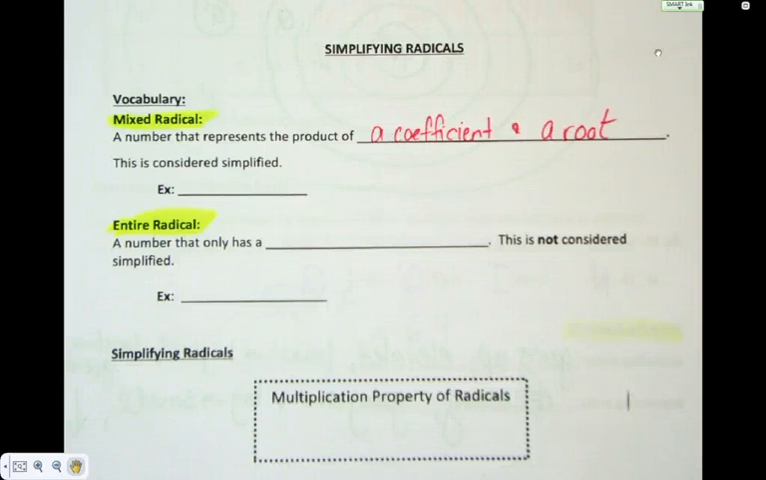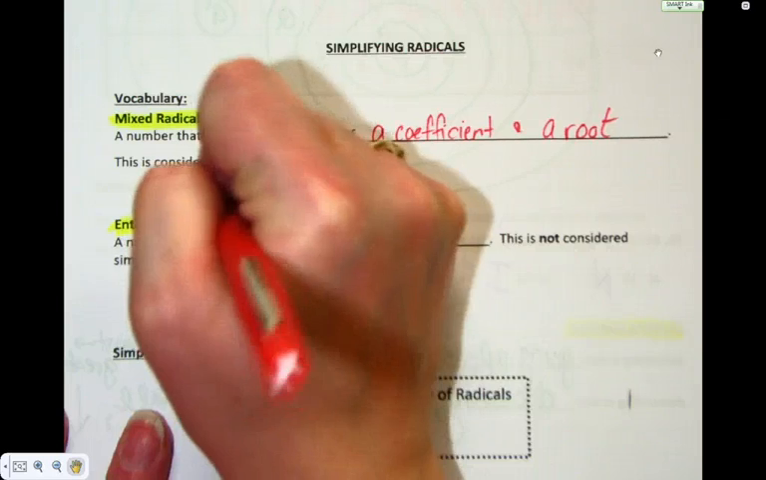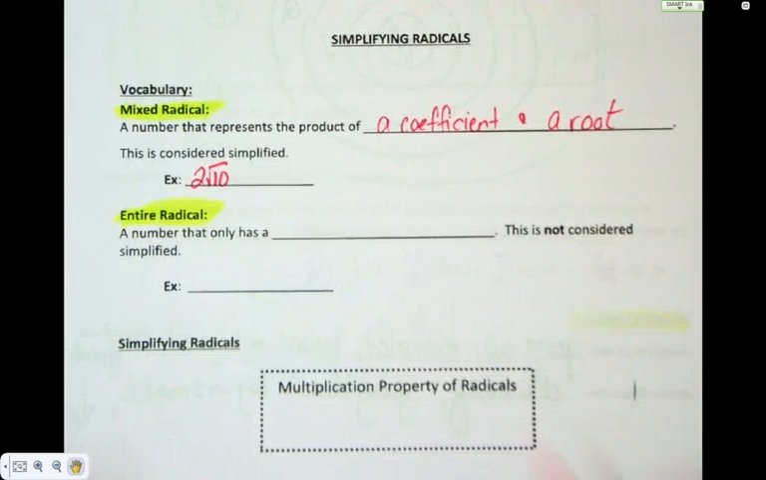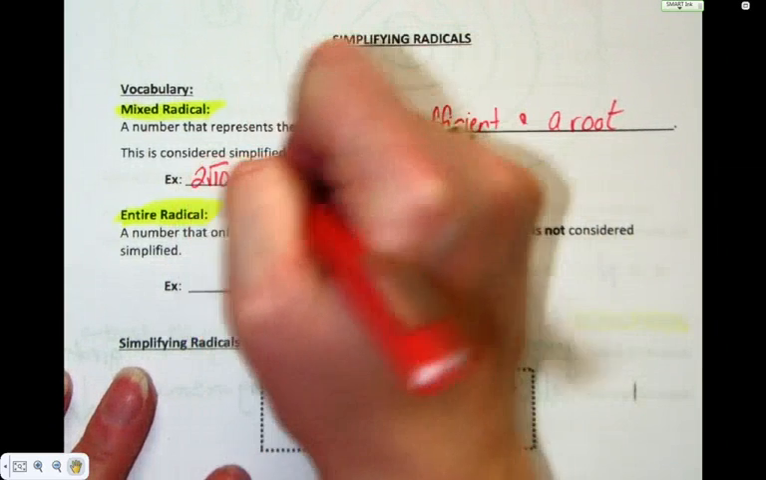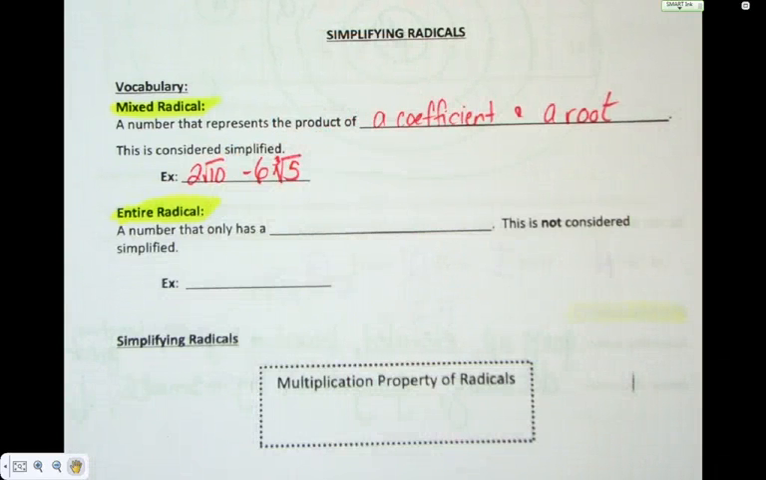Coefficient and a root. It's called mixed because it's got those two pieces. So an example could be 2 root 10. Another example could be negative 6 times the cube root of 5. Totally making that up out of my head. Negative 6 times the cube root of 5. It's called mixed because it's got a coefficient and it's got a radical.